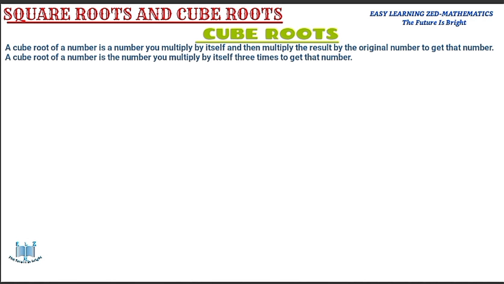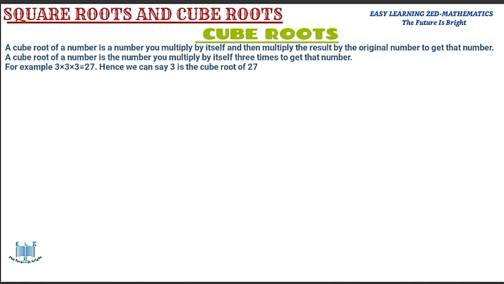In this scenario, when you have a number, and you multiply a certain number three times to get that number, then the number you have multiplied three times is a cube root. What I'm trying to say is this. For instance, I'm multiplying 3 by 3 by 3 to get 27. I'm multiplying 3 times to get 27. Therefore, we can say 3 is the cube root of 27.